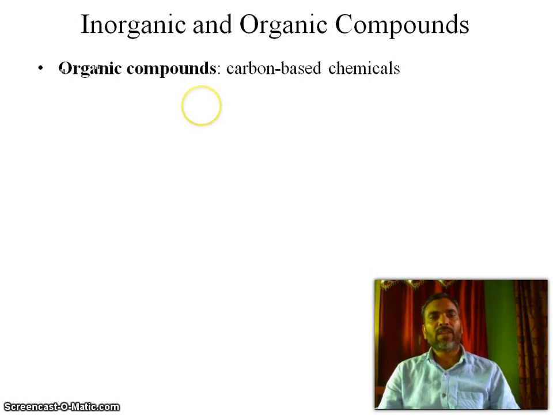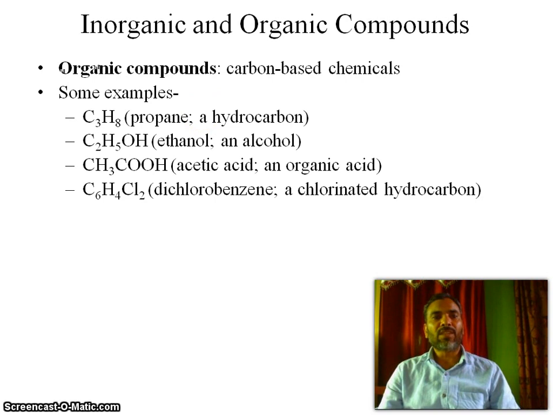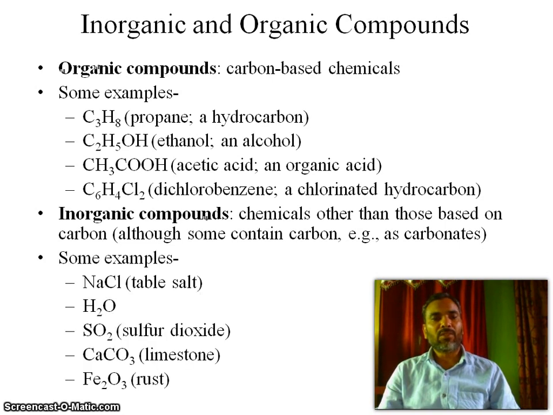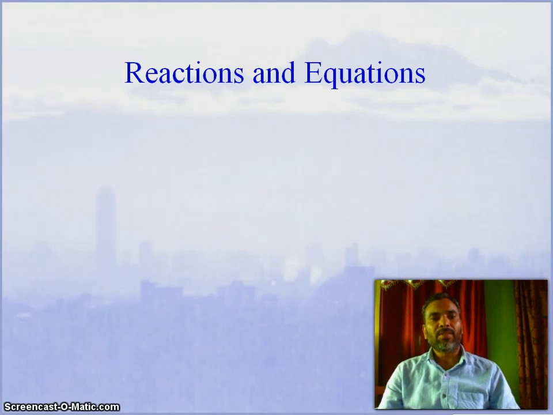So, organic compounds: carbon-based chemicals. Some examples: propane, a hydrocarbon; ethanol, an alcohol; acetic acid, an organic acid; dichlorobenzene, a chlorinated hydrocarbon. Inorganic compounds: chemicals other than those based on carbon, although some contain carbon, such as carbonate. Examples: sodium chloride, table salt; water; sulfur dioxide; calcium carbonate, limestone; and ferric oxide, rust.